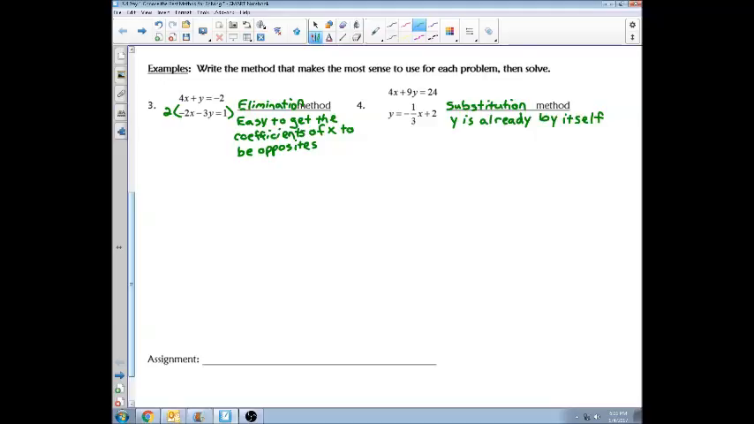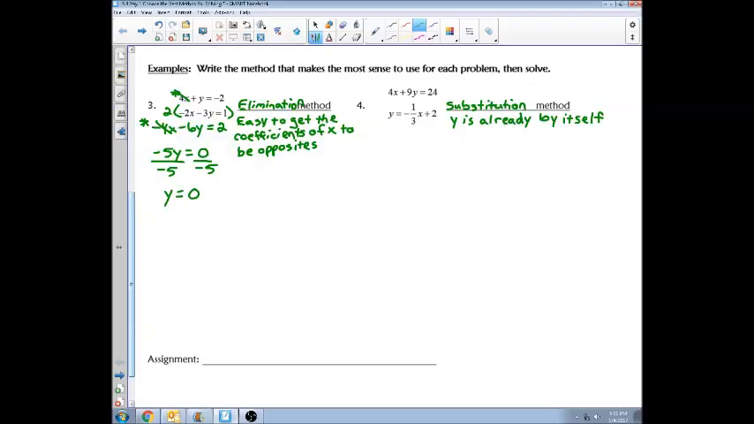When I multiply 2 times negative 2x, I get negative 4x. 2 times negative 3y would be negative 6y. 2 times 1 would be positive 2. From here, I'm going to add this equation and this equation up. So 4x minus 4x would get me 0x. So those technically cancel. Then I have y minus 6y, which would be negative 5y, equals negative 2 plus 2, which would get me 0. Divide by negative 5, y equals 0.